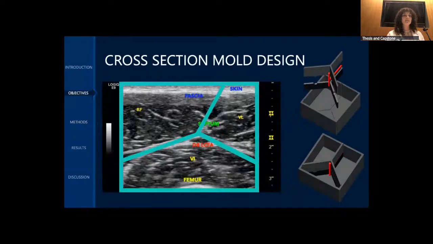For our objectives, to bounce back on this picture that I showed you earlier, it's important to note that those fascial planes are how we identify where that perforator is. The importance of having that T-section mold will be seen in the next slide.